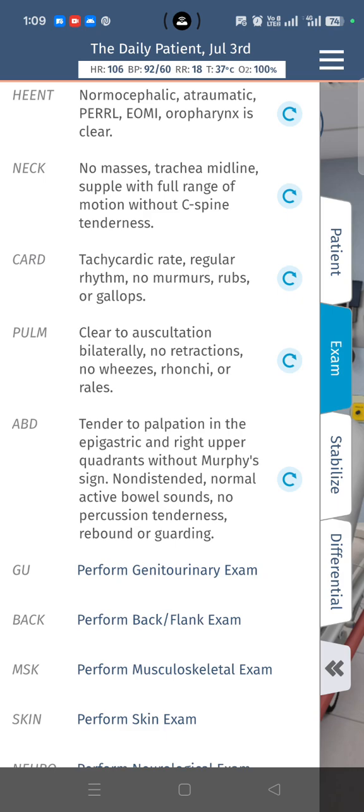For those who do not know what Murphy's sign is, whenever we examine the patient and palpate for the gallbladder during inspiration, the patient stops breathing. If we can see this sign in the patient, then it is Murphy sign positive.